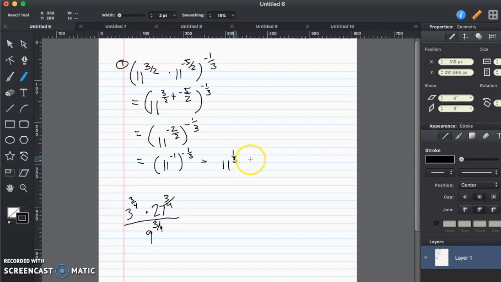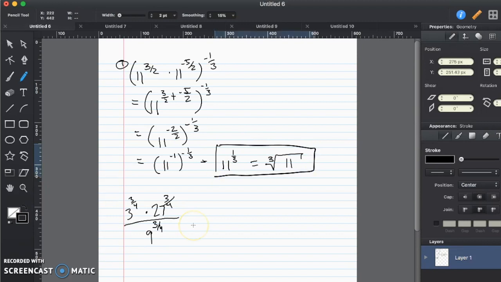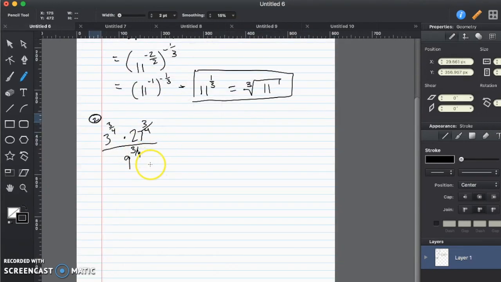This is a perfectly fine answer, but if they want it in radical form, you'll have to go that extra step and convert it to radical form. There you go. So that is one answer. It's not bad. Let's scroll down a bit. Let's look at a second example.